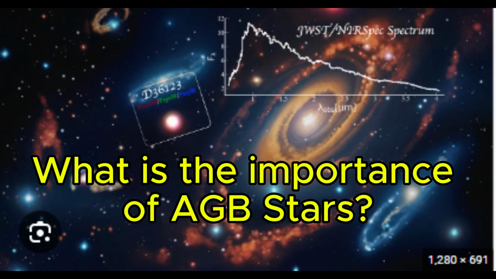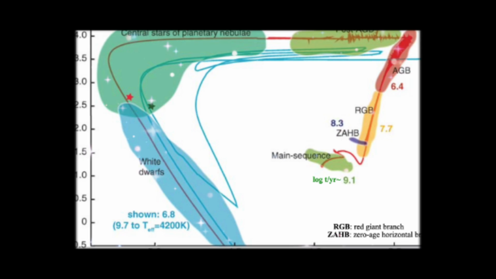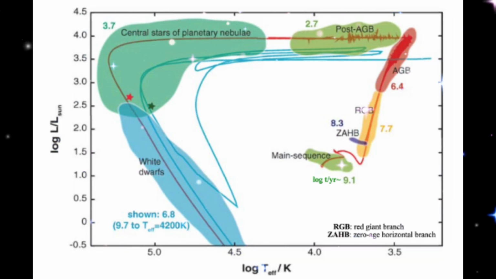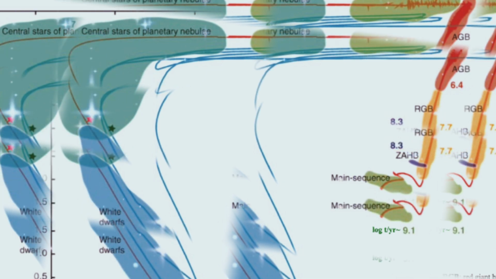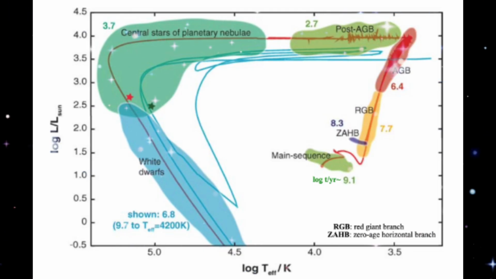What is the importance of AGB stars? A galaxy is composed of hundreds of billions of stars at various stages of their evolution, and the energy emitted by these stars forms the total spectrum of the galaxy. The history of star formation within a galaxy is, therefore, encoded in this integrated spectrum. By analyzing galaxy spectra, astronomers can better understand the processes of galaxy formation and evolution.